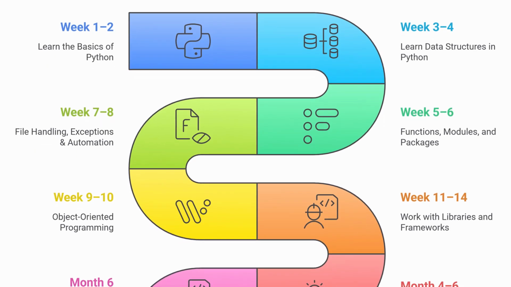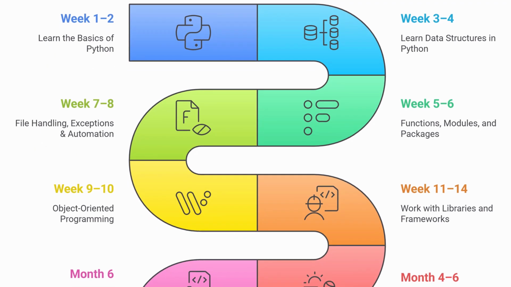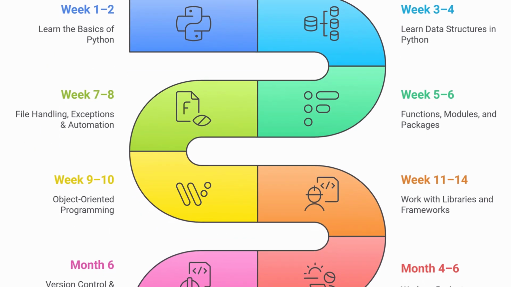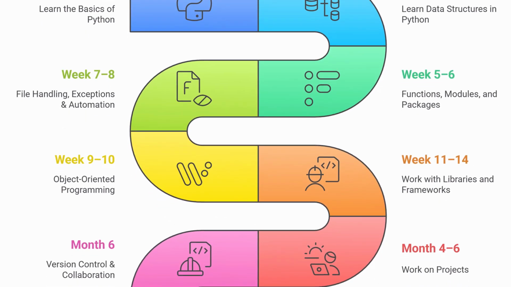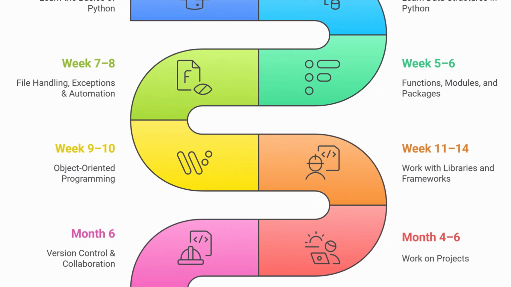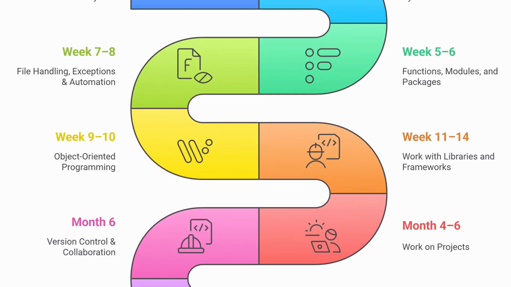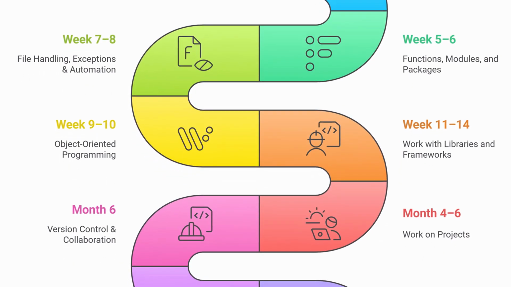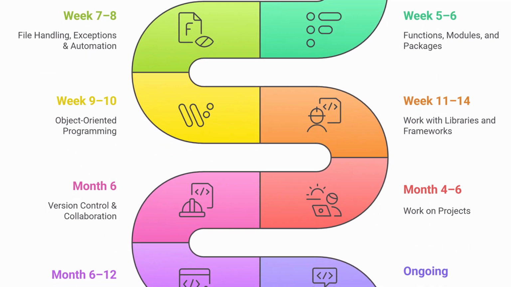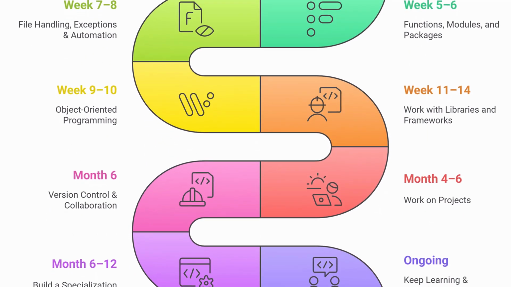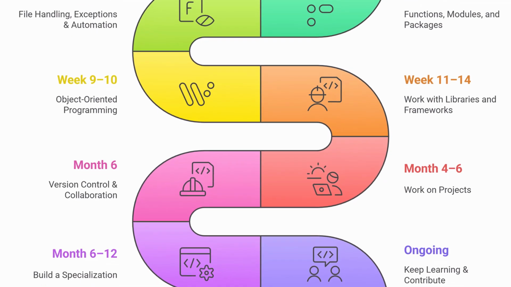Then, in weeks 7 to 8, explore file handling, exceptions, and basic automation tasks. By weeks 9 to 10, dive into object-oriented programming to learn classes, objects, and inheritance. From weeks 11 to 14, start using real-world libraries and frameworks such as NumPy, Pandas, Django, or Flask.